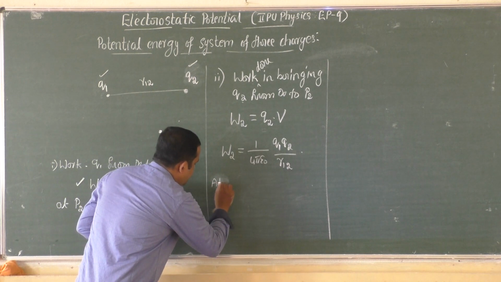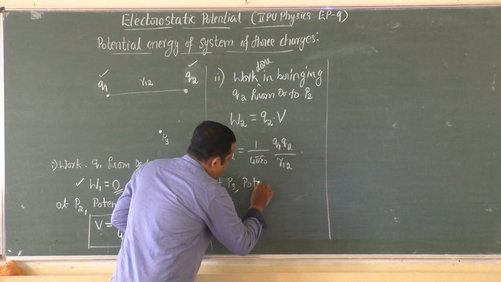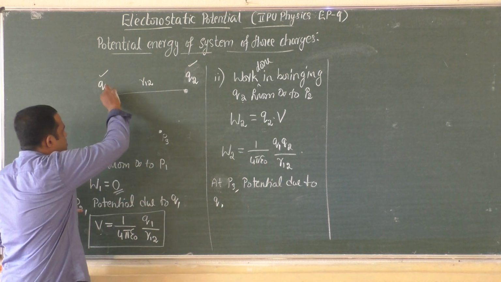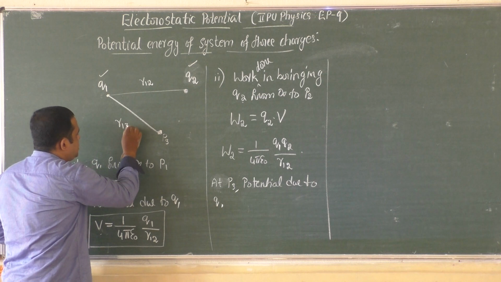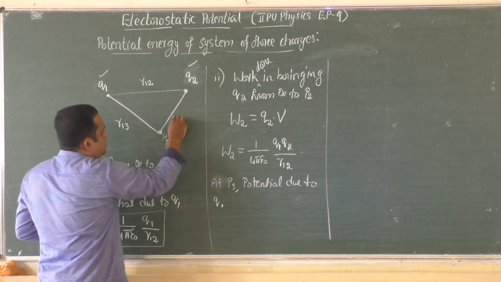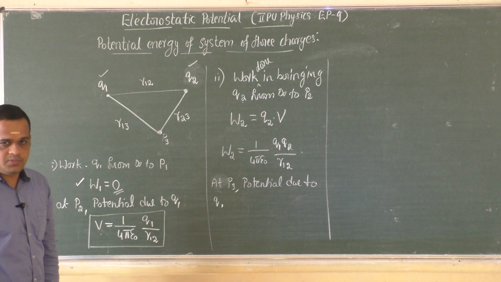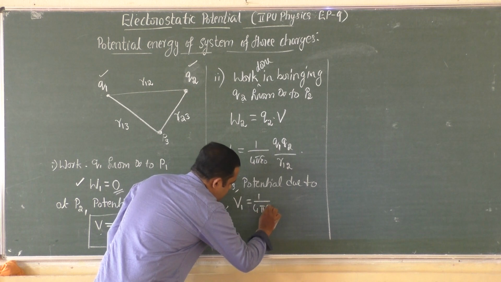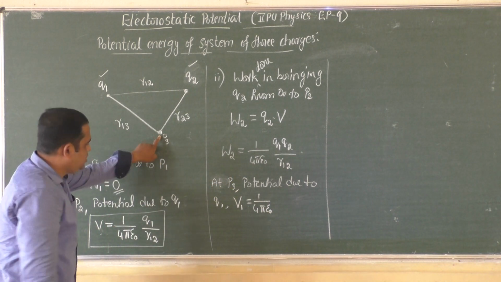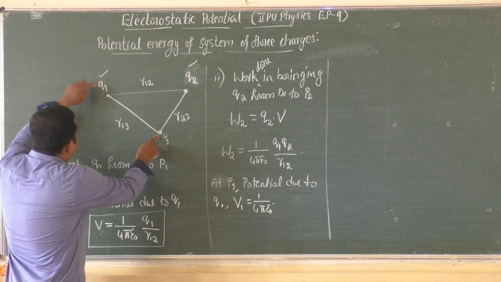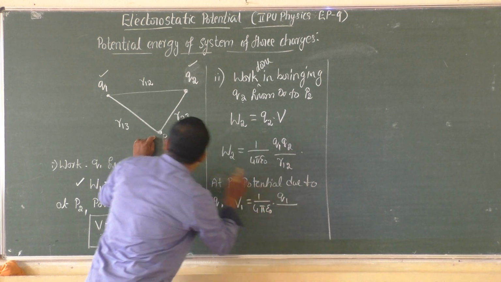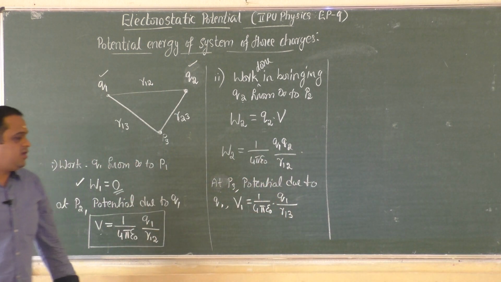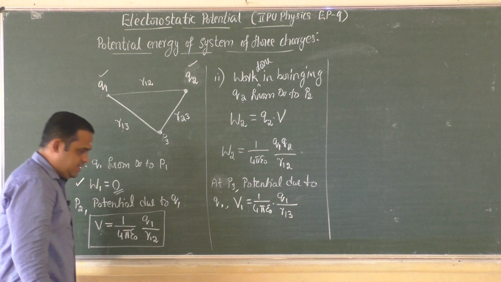Now let us consider the point P3. First of all, the potential due to Q1. Let the separation between the point P3 and Q1 be R13, and let this separation be R23. At point P3, the potential due to Q1, I'll write it as V1, is equal to 1 over 4 pi epsilon naught Q1 divided by the separation R13.